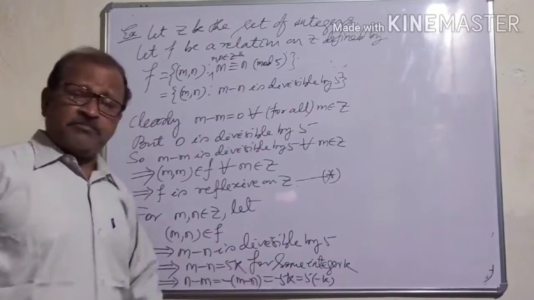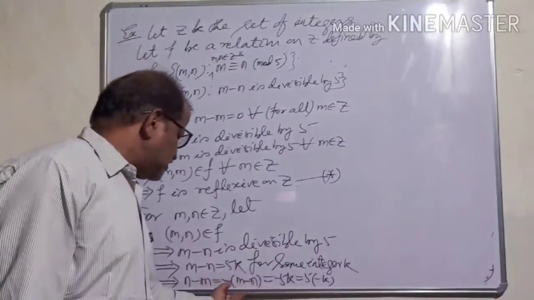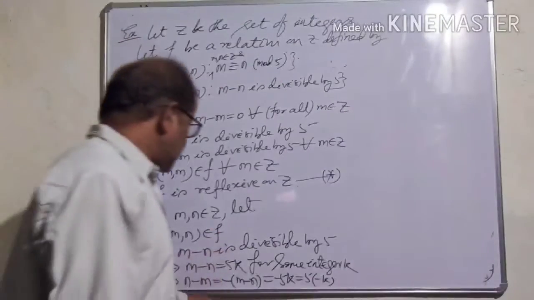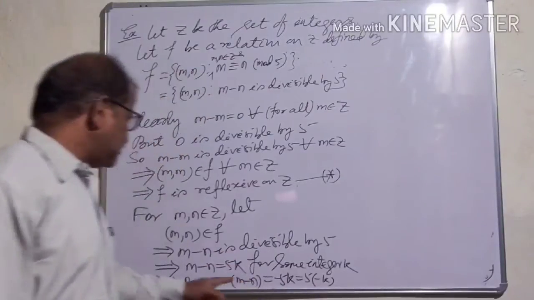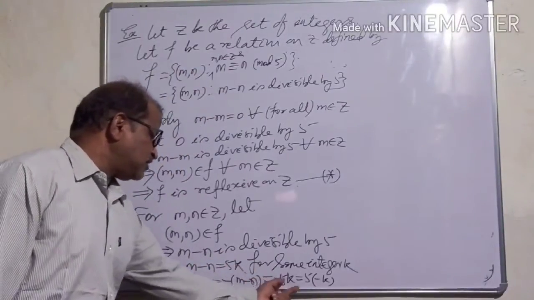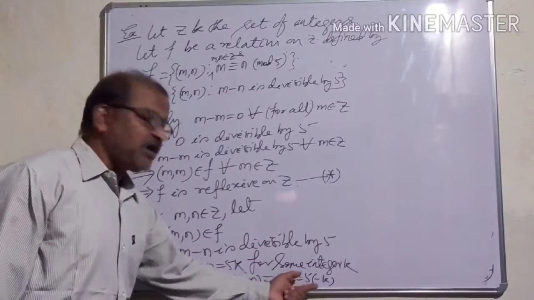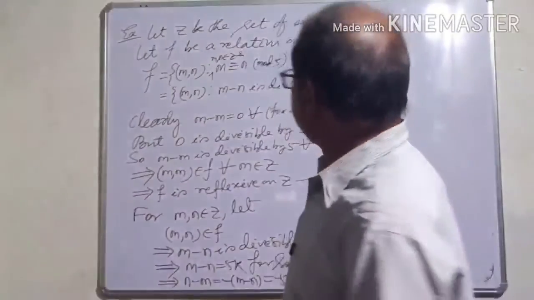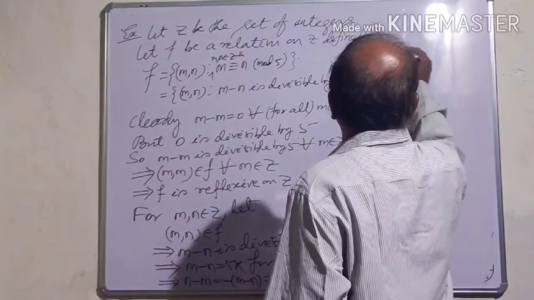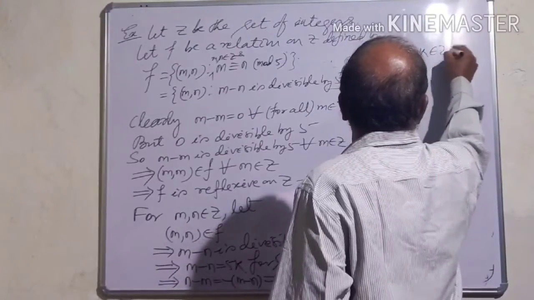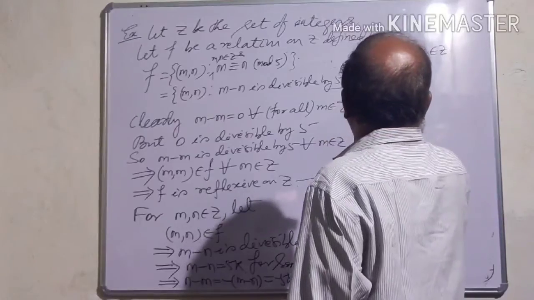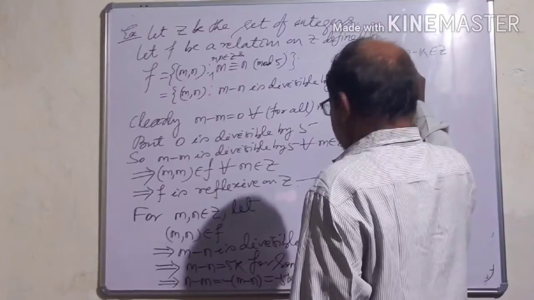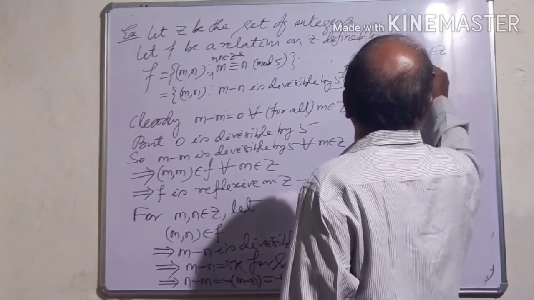Now N minus M is nothing but minus of M minus N. It is minus of M minus N, and in place of M minus N we can write 5k. So it is minus 5k. Minus 5k means 5 into minus k. And you see, if k is an integer, then minus k is also an integer. k belongs to Z implies minus k in Z. So this implies N minus M is divisible by 5.